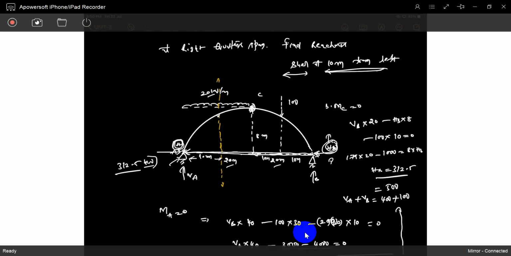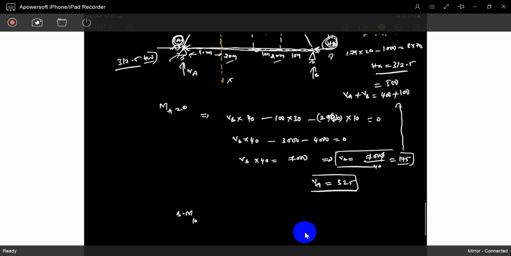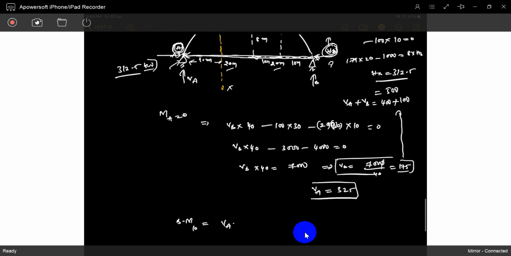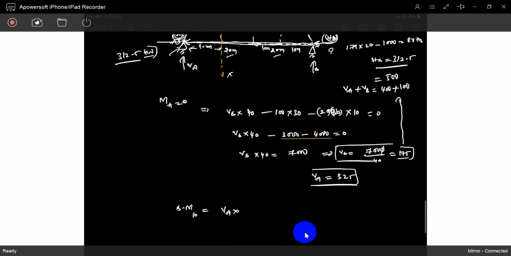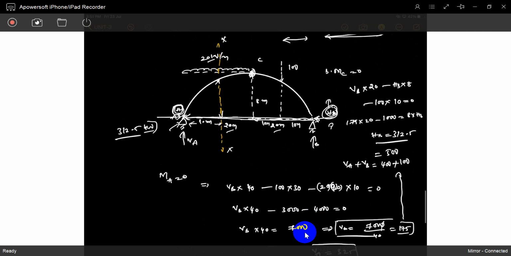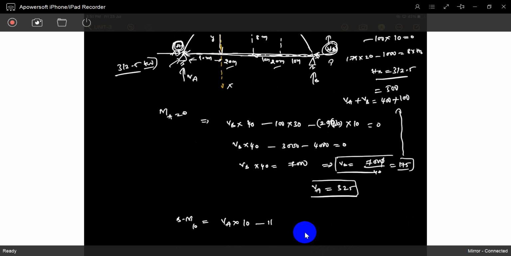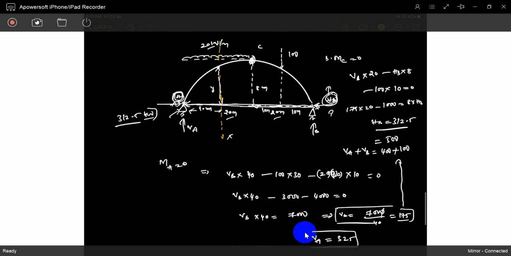First you should take this XX section. What is the bending moment? Directly you can write it. Bending moment at the section: VA multiplied with 10, and H multiplied with this height. That height I call Y. So HA multiplied with Y, the perpendicular distance.